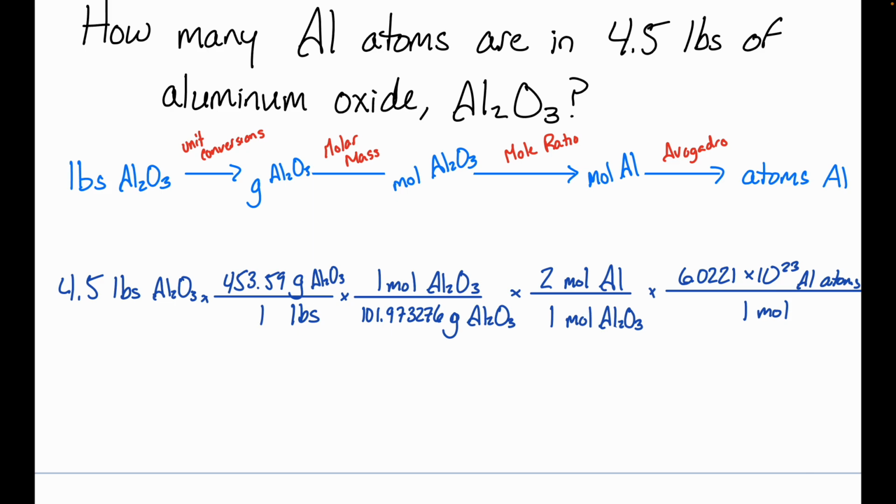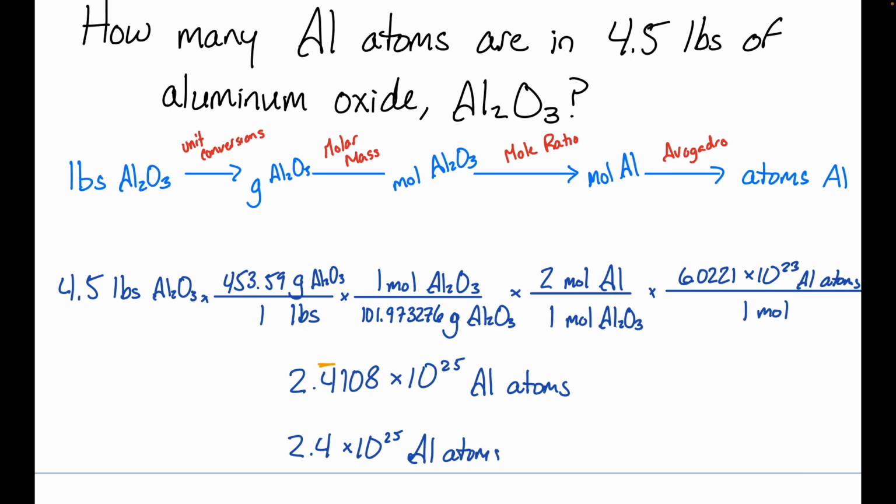Okay, punch this into my calculator. I get 2.4108 times 10 to the 25. That's aluminum atoms. I'll round that to my 2 sig figs. 2.4 times 10 to the 25 aluminum atoms. Boom.